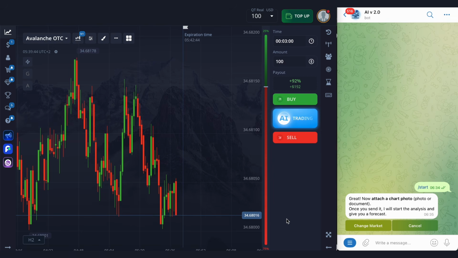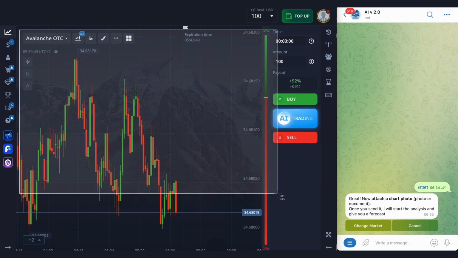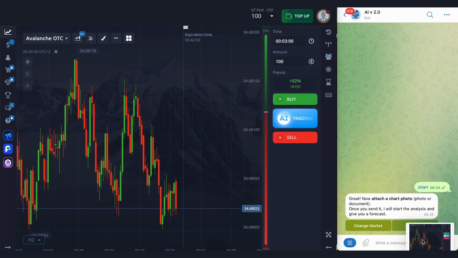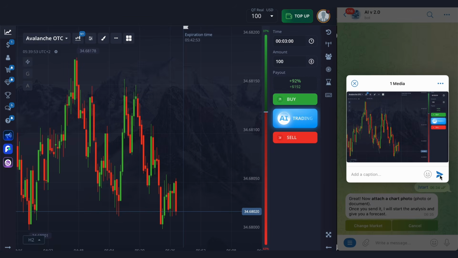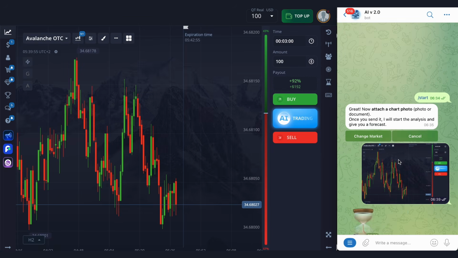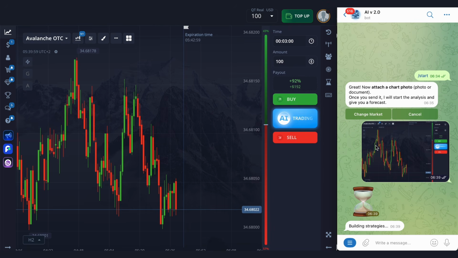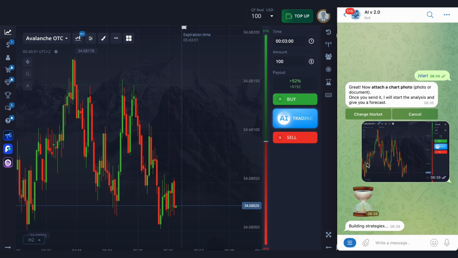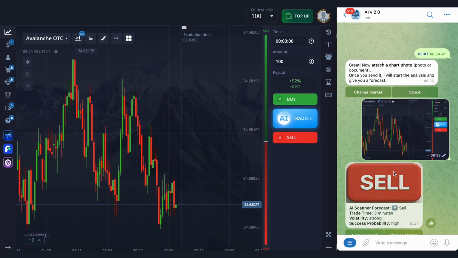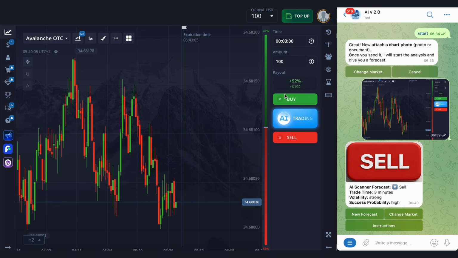All right, taking a very nice screenshot of our Avalanche OTC, attaching it to our AI screener. We're going to hold on tight and see. It says once we send it, it will start analyzing and give us a forecast. Ladies and gentlemen, we're going to hold on tight and see how this goes. Is it going to be a buy or sell? It's starting candlesticks, and it is going to be a sell, a 3-minute sell.